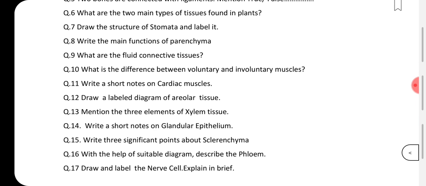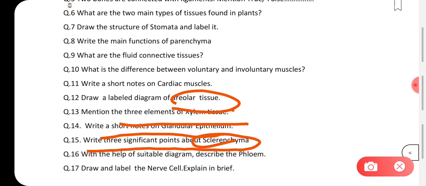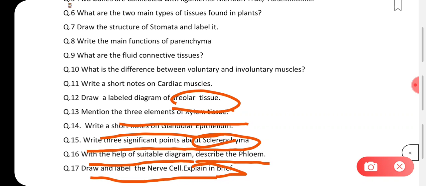Next question is write a short note on cardiac muscles, that is our heart muscles. Draw a labeled diagram of areolar tissue. Mention 3 elements of the xylem tissues. Write a short note on glandular epithelium. Write 3 significant points about sclerenchymatous cells, with some examples also. With the help of a suitable diagram, describe the phloem. Draw and label the nerve cell and explain it briefly: diagram on one side, labeling on the other side, and explain each and every part. I hope you all will do this.